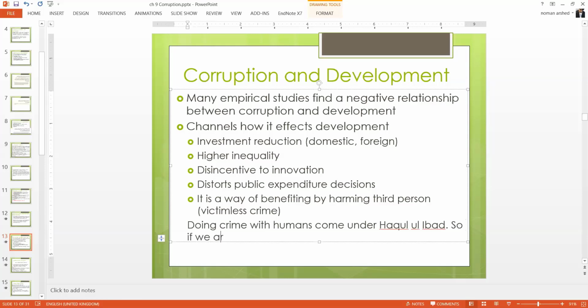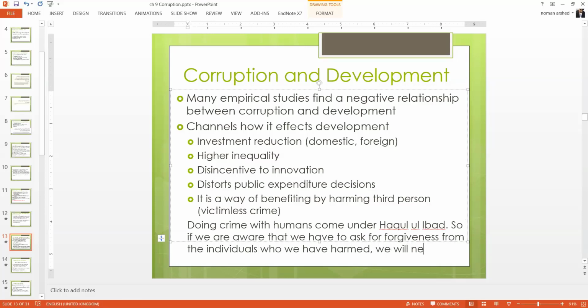If we are aware that we have to ask for forgiveness from the individuals whom we have harmed, we will never harm them. Okay, so that rule of Sharia, that maqasid Sharia, will restrict us from doing corruption.